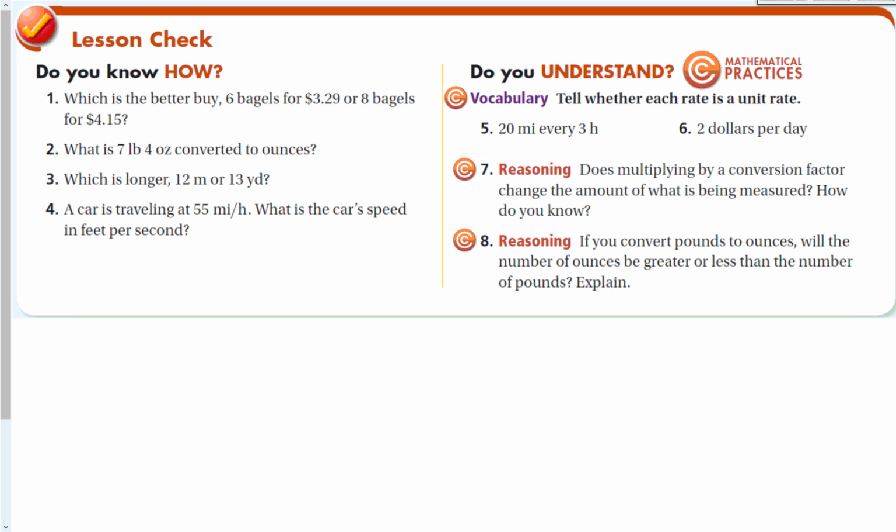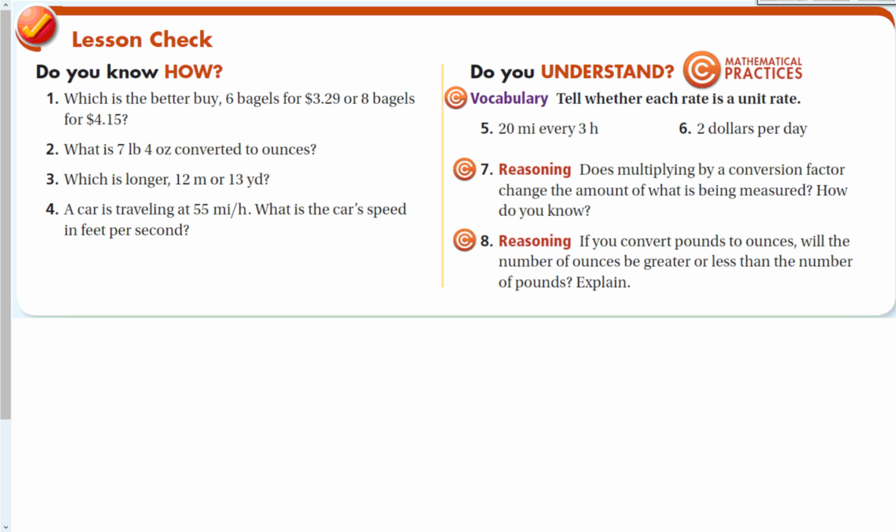Okay, so our lesson check. To figure out which is a better buy, 6 bagels for $3.29 or 8 bagels for $4.15, you would just divide 3.29 by 6, 4.15 by 8, and see which one gives you the better deal. Pretty useful if you want to try to save a little bit of money. 7 pounds, 4 ounces converted to ounces: just convert the pounds by multiplying by 16, and then add the 4. Which is longer, 12 meters or 3 yards? Just convert one to the other and see which one's bigger.